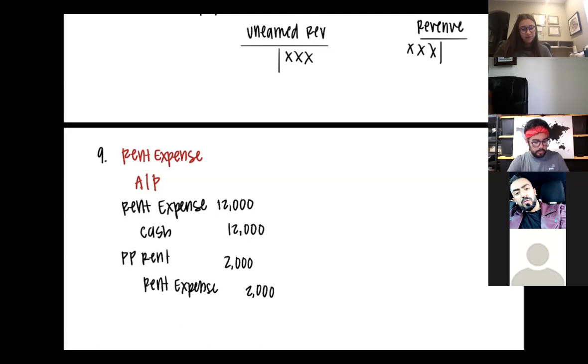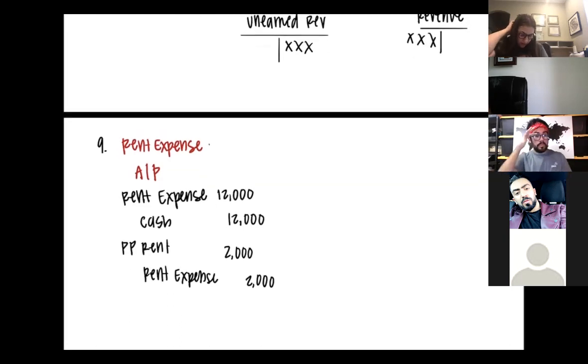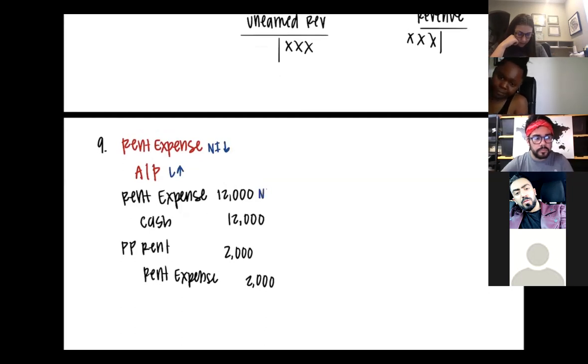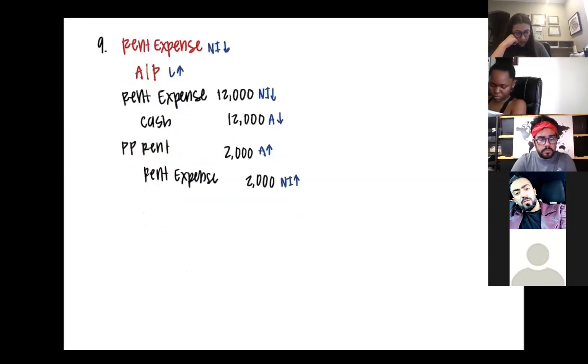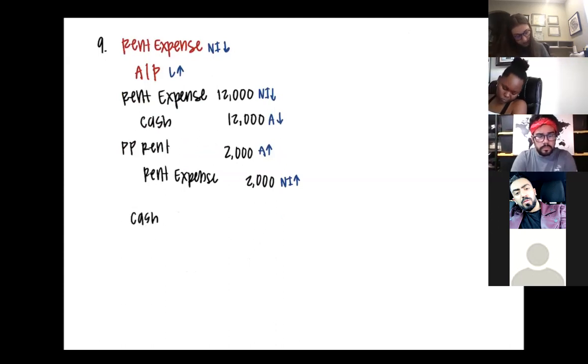So now let's talk about what kind of accounts. Rent expense lowers net income. This increases your liabilities, lowers your net income, lowers your assets, increases your assets, and increases your net income. Let's do the T-charts for this. So, cash.